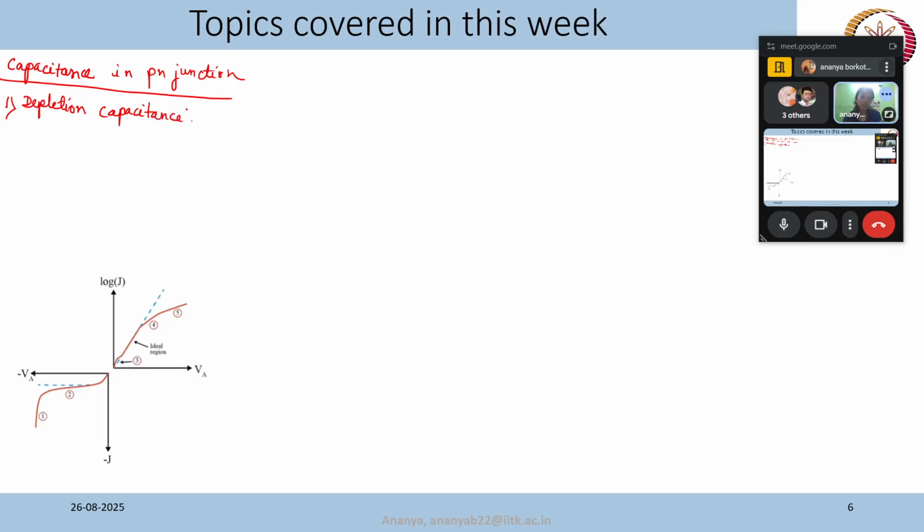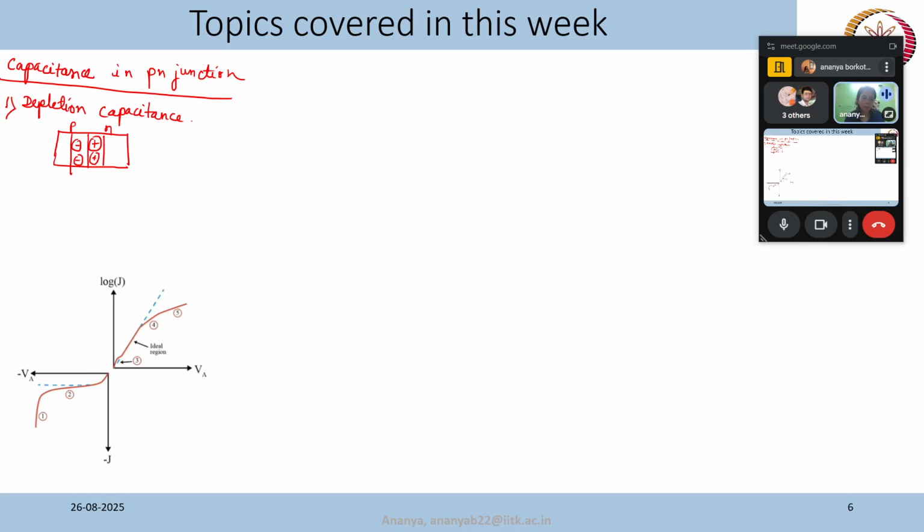Depletion capacitance or junction capacitance we mostly consider in reverse bias, because it is dominant in reverse bias. This is easy to understand. So this is P and N. There are these fixed charges on the P side, and there are these fixed charges on the N side. Now this is like a separation of charges.